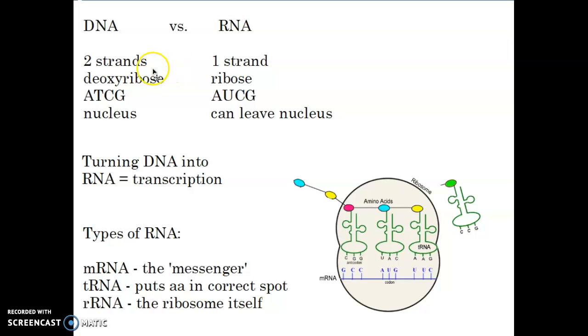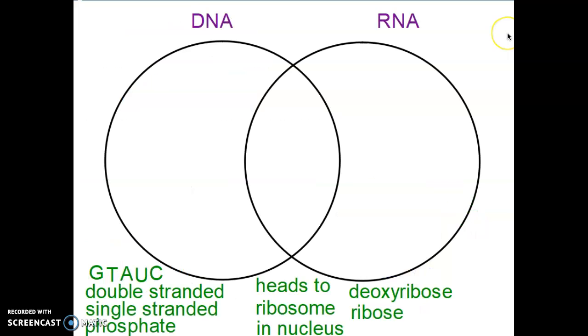Okay, DNA and RNA, 2 strands, 1 strand, a different sugar, 1 nitrogen base is different, and remember y'all, the phosphate group is the same. Okay, so if I had you draw it out, it would look the same. Then when you turn DNA into RNA, the term for that is called transcription, and here are your 3 types of RNA. Okay, so let's review this real quick.